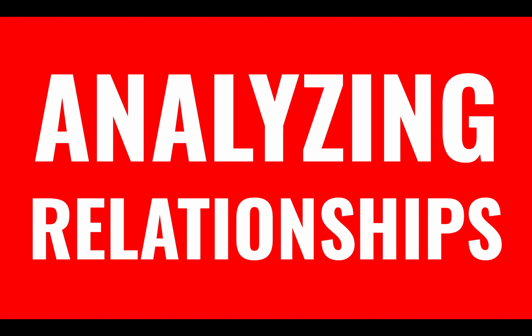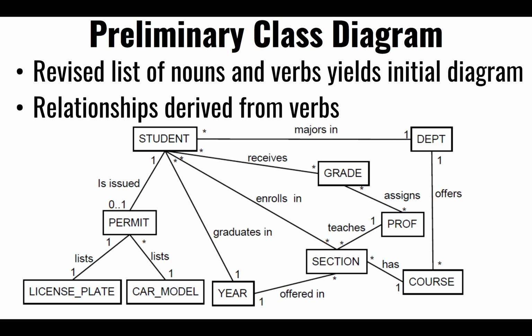All right, so let's talk about analyzing relationships. Last time we met, we had gone through an exercise where we read some requirements for a university, and there were all sorts of things in there. There were some courses and some faculties and some students, and faculty assigning grades to a student, and students enrolled in a particular department. And this is our first approximation of what that UML class diagram looked like.